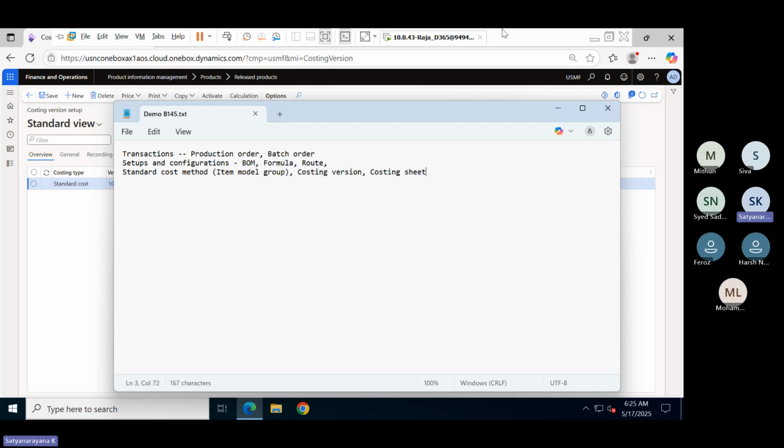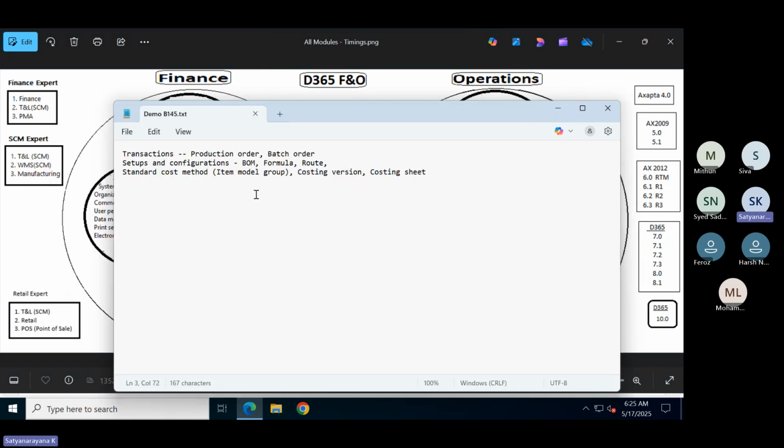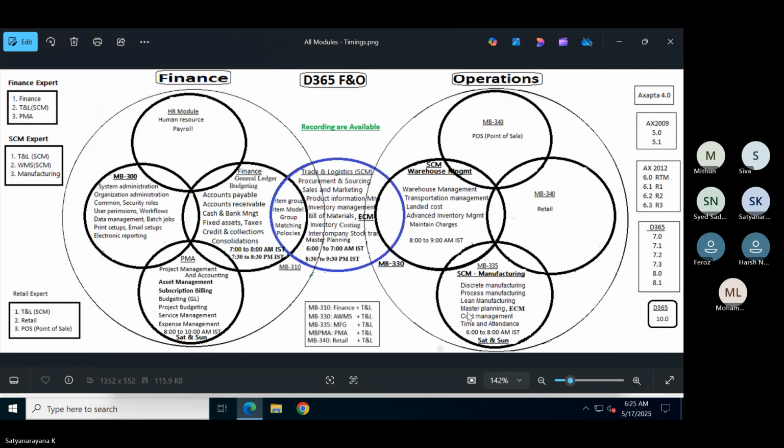You are going to learn discrete manufacturing, process manufacturing, lean manufacturing to some extent, because I'm not fully expert in this area, but I will try. Master planning and engineering change management I'm learning recently. And cost management means, as I told you, standard cost method. It is cost management and time and maintenance. These are the modules you are going to learn. Discrete manufacturing means production order. Process manufacturing means batch order formula. Lean manufacturing means it is related to Kanban.